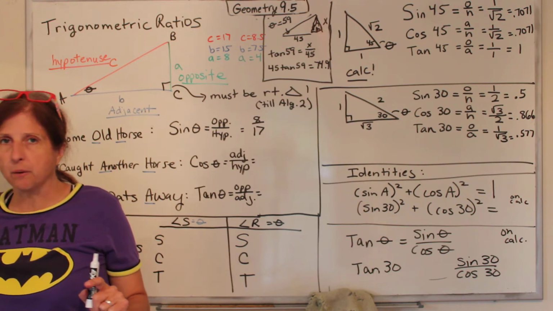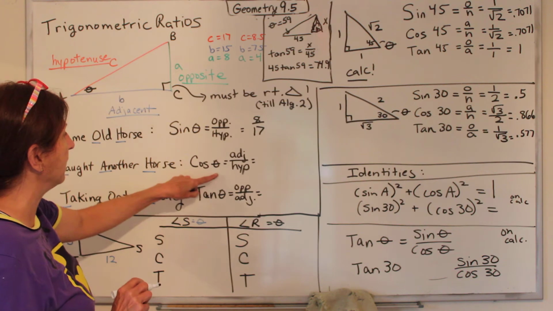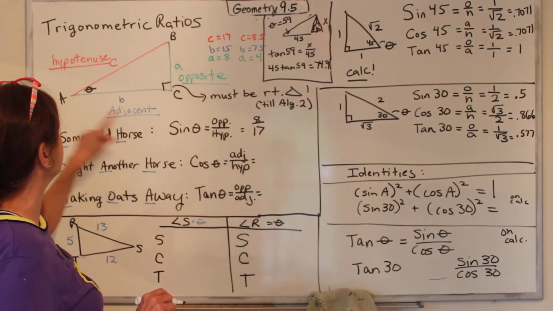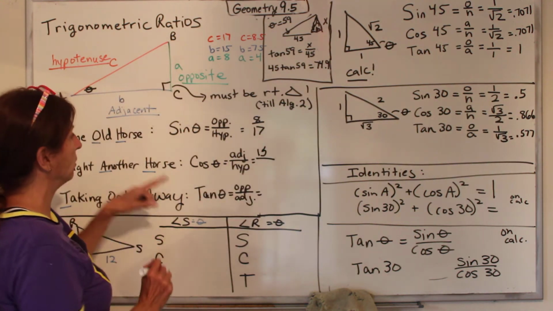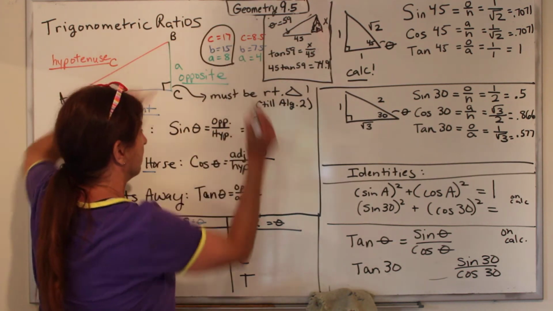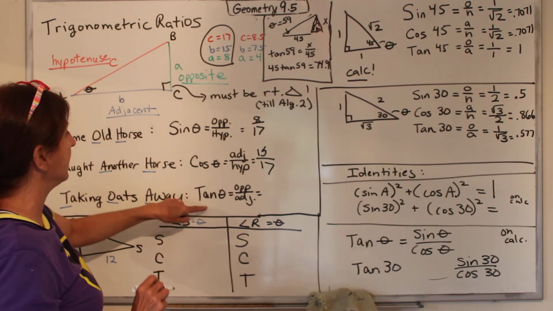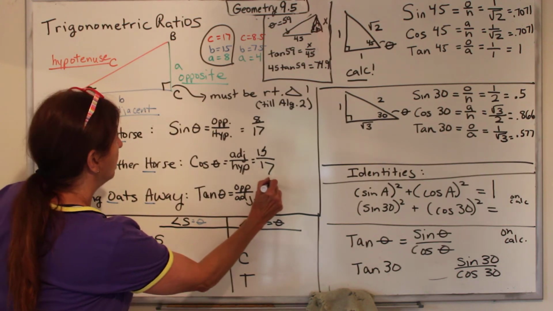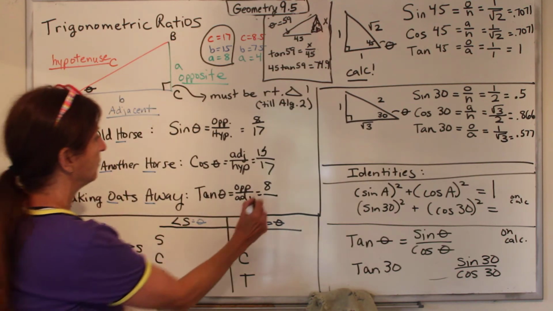All they want you to know is how to put it into the formula. Okay, let's do the cosine. The cosine: Caught Another Horse. The cosine is the adjacent, that's B, 15, over the hypotenuse, that's C, 17. We're using these numbers right here. And then for the tangent, Taking Oats Away, the tangent is the opposite, A, which is 8, over the adjacent B, which is 15.